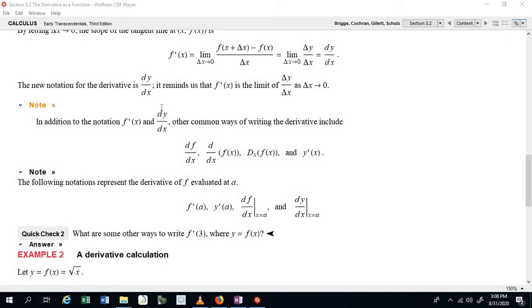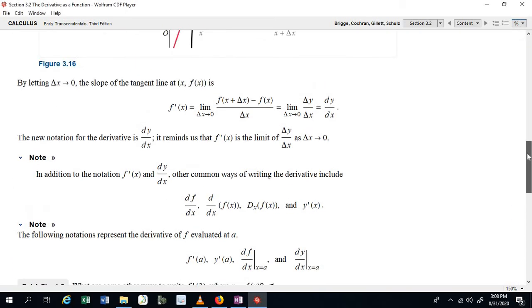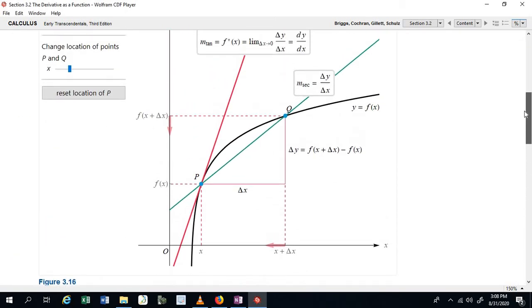But there are other ways of denoting the derivative of a function. For example, you can also denote the derivative using this notation, dy over dx. Now I want to show you where this notation comes from, by looking at this diagram here.